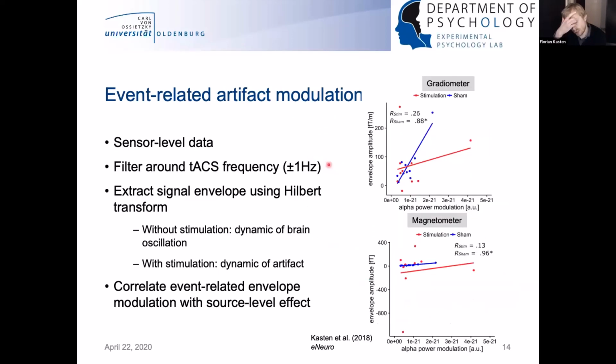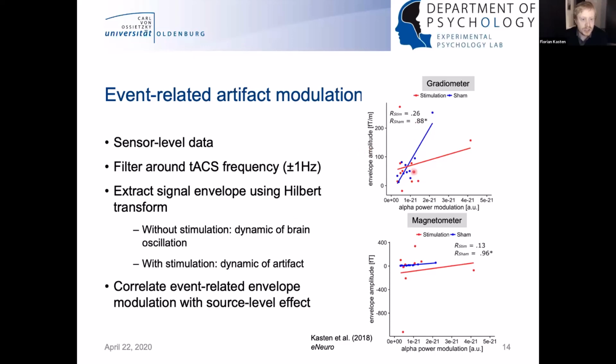The other thing that we had to make sure is that there's no systematic modulation of the artifact. What we did there was that we looked at the sensor level signal and extracted the envelope in the alpha band. If we don't apply stimulation, this should essentially reflect the dynamics in the alpha band. Whereas if we apply stimulation, the dynamic that we see in the envelope should be dominated by what is happening to the artifact. What we can then do is segment around the events and see if there is a dynamic change in the envelope of the artifact, and correlate that with the effect that we saw on the source level after we suppressed our TACS artifact.